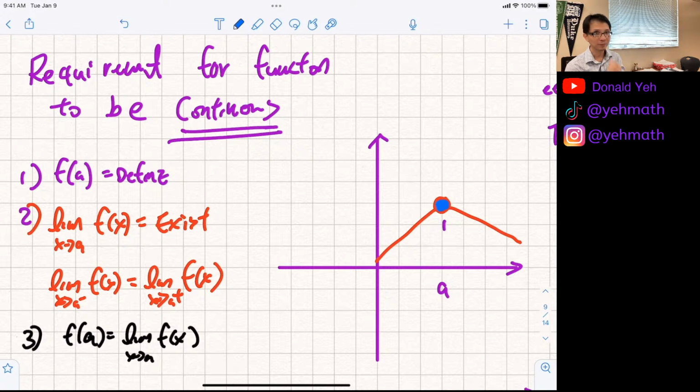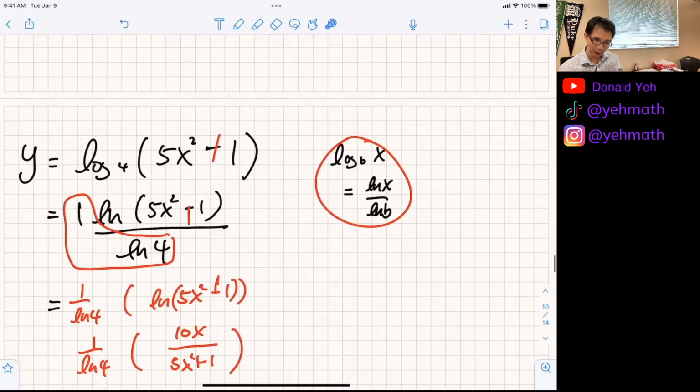Yes. Can you explain step 2, like exist? Exist means if I reach from the left and I reach from the right, even if it's an open circle, as long as I reach one value, it still exists. As long as both sides come to one value. Yep, we're going to talk about that next, because this is the next part.